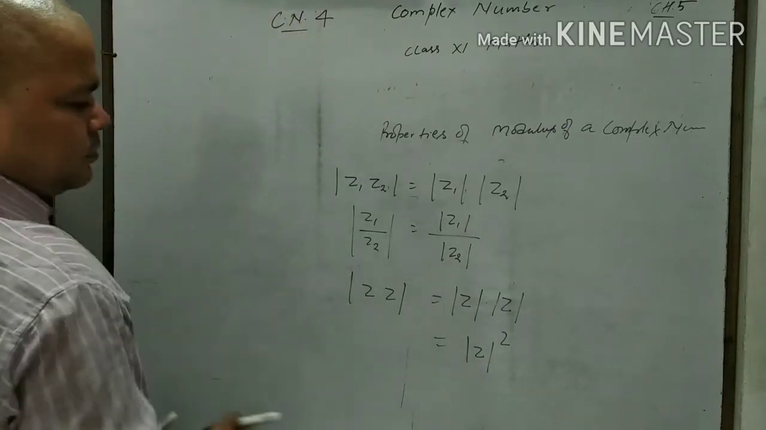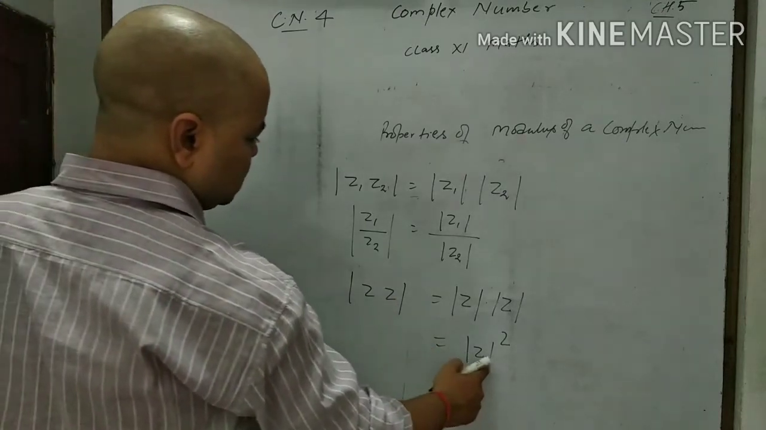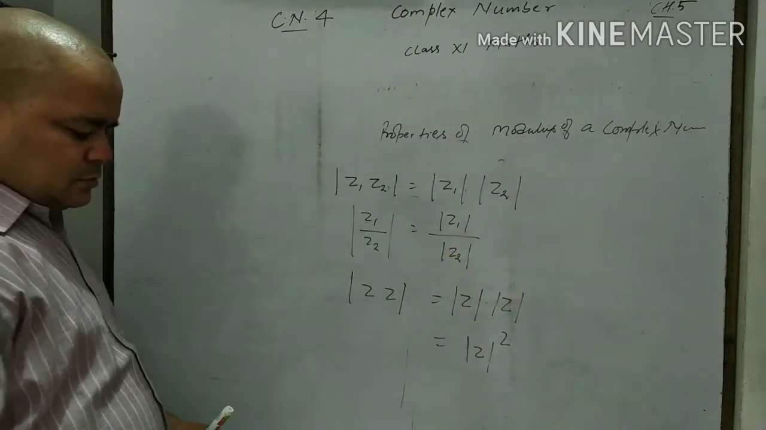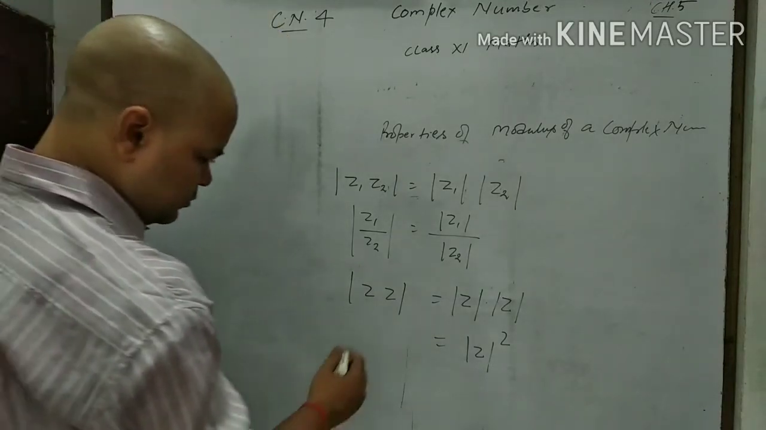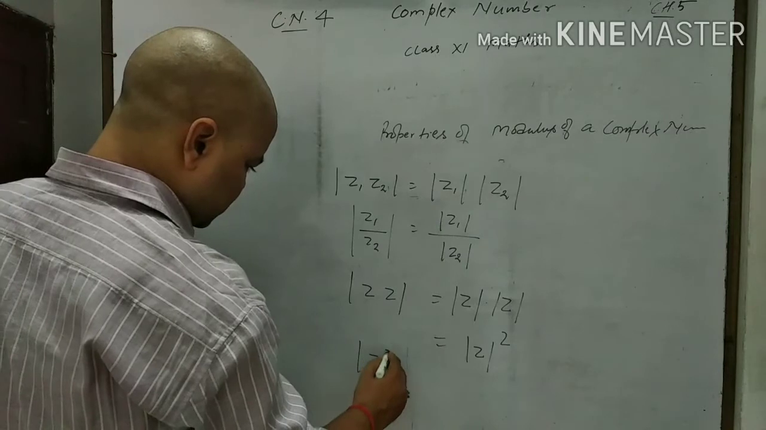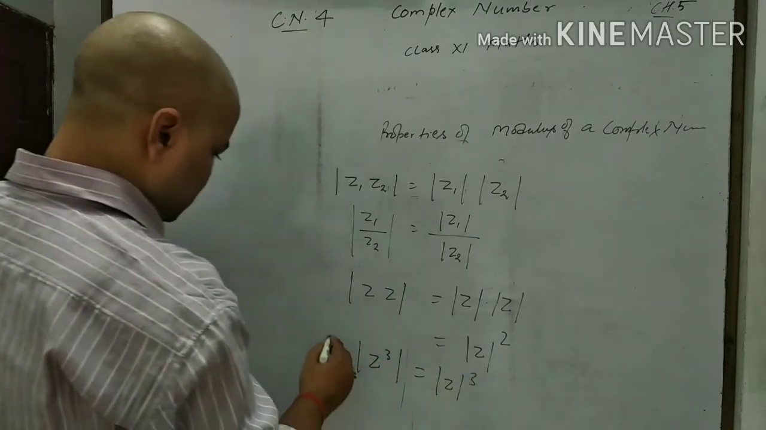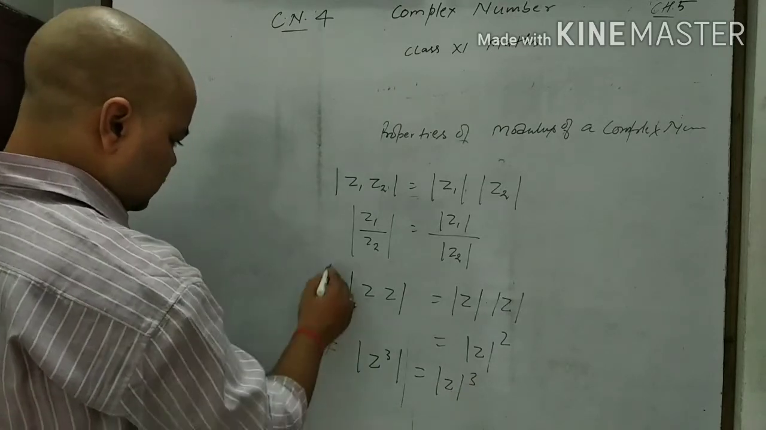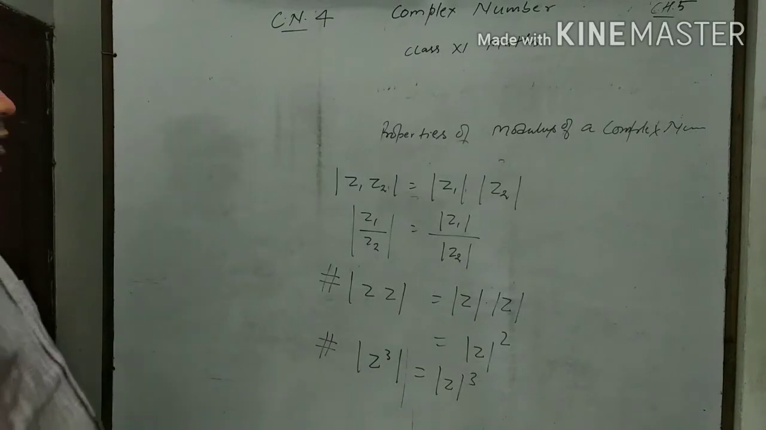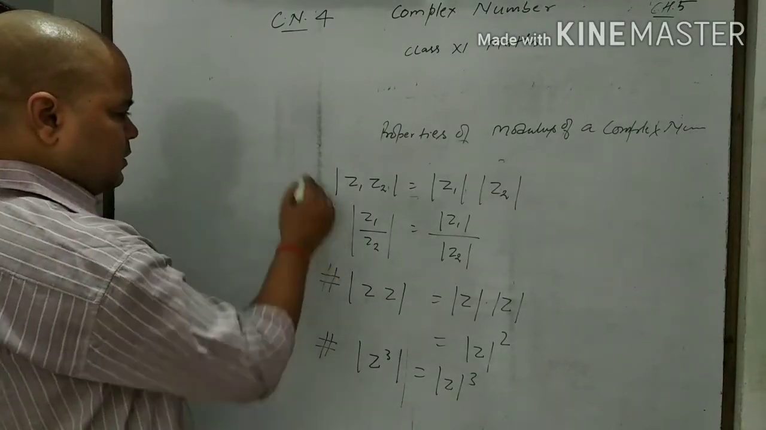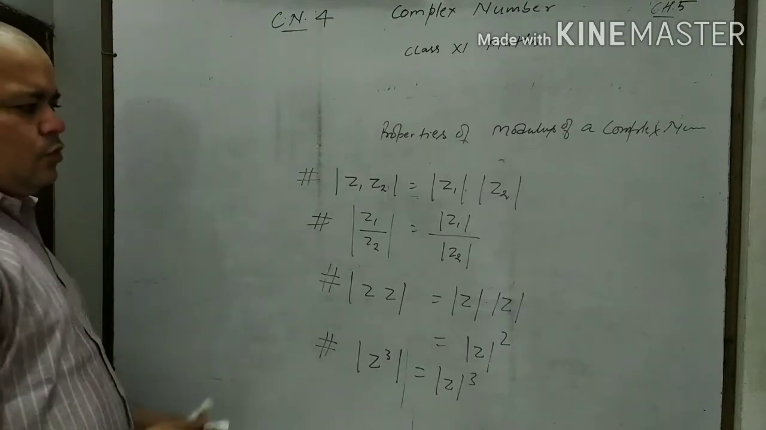Okay, it means modulus of z is equal to modulus of z whole square. Similarly, if z is equal to q, then it will be modulus of z q. We can also verify this value like the first one. Now we get this four concept: 1, 2, 3 and 4.